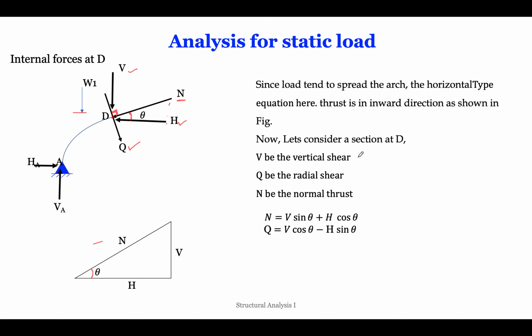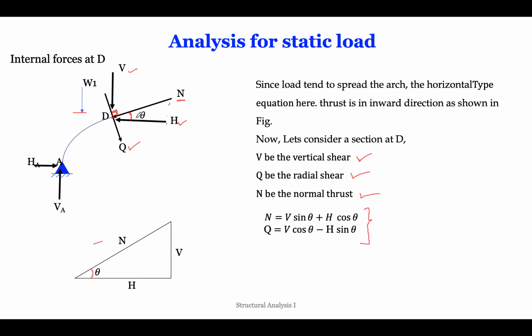Now in the diagram, as I told you, V is the vertical shear, Q is the radial shear, and N is the normal thrust. So we arrive at this important formula. What is the normal thrust? N is equal to, what is the total normal thrust? We will see it has two components, a vertical component and a horizontal component as well. For the vertical component, if you consider theta, it will become V sin theta.